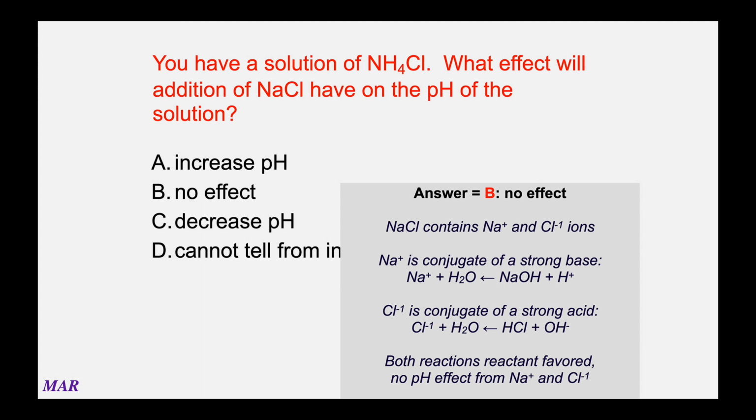And we know that because sodium is the conjugate of sodium hydroxide, chloride is the conjugate of HCl. And both of those are very, very strong. They push the equilibrium back to the original ions. They have no effect on the pH. So that's kind of a cool way to see what's going on.